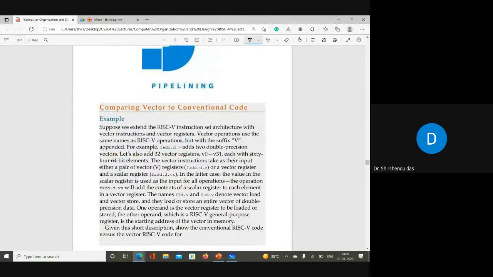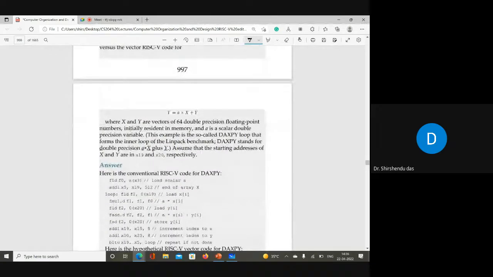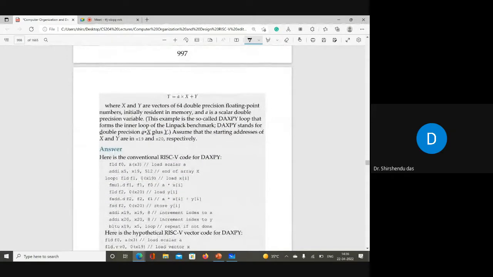I will not explain everything written here in detail. I'll directly go to this example: y equal to a cross x plus y. Assume that y and x are vectors. Ultimately you have a scalar a, then a vector x, then a vector y. Assume they are of the same size, and you have to perform the addition and store the result back into y.